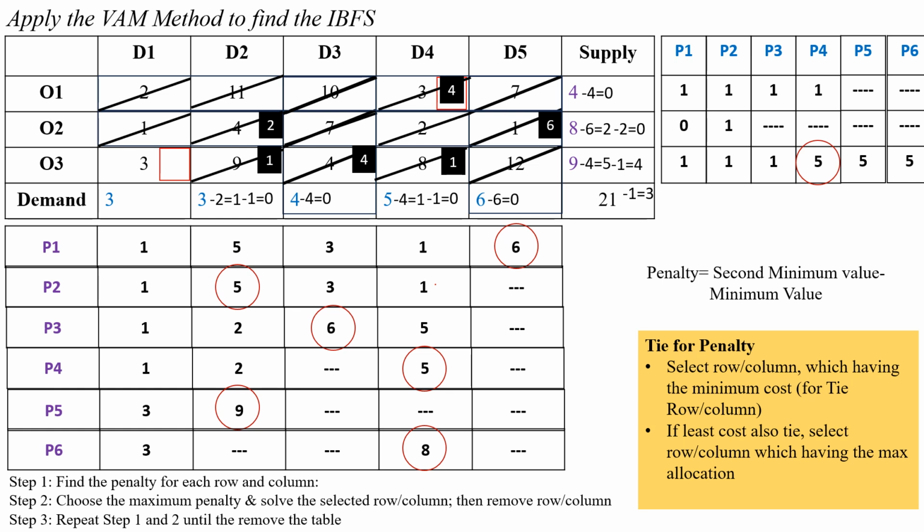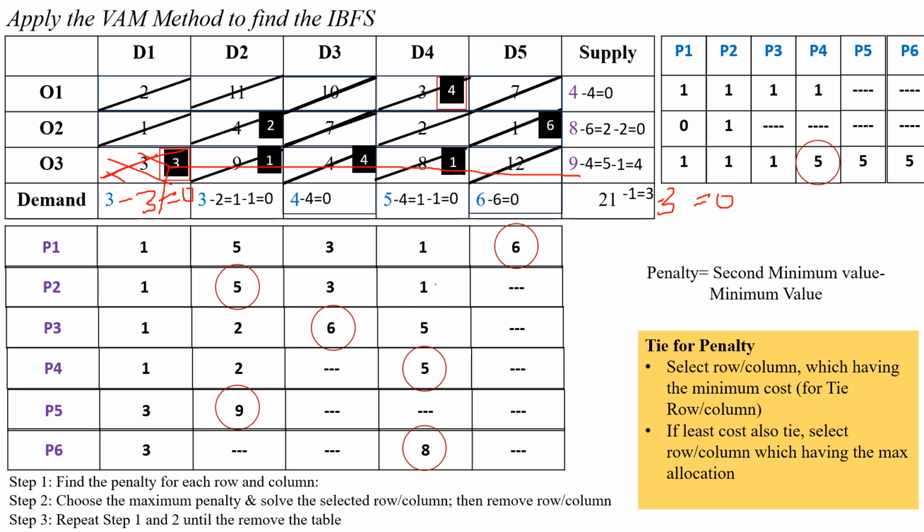Now only one cell value is left. There is only one minimum cost, that is for the D1 column as well as the O3 row. Here demand as well as supply are both 3. Then allocate 3 here. Now subtract the 3 from the supply as well as the demand. Then supply is 0 as well as demand is 0. Then we remove this row as well as the column. Here observe that the total table is removed.